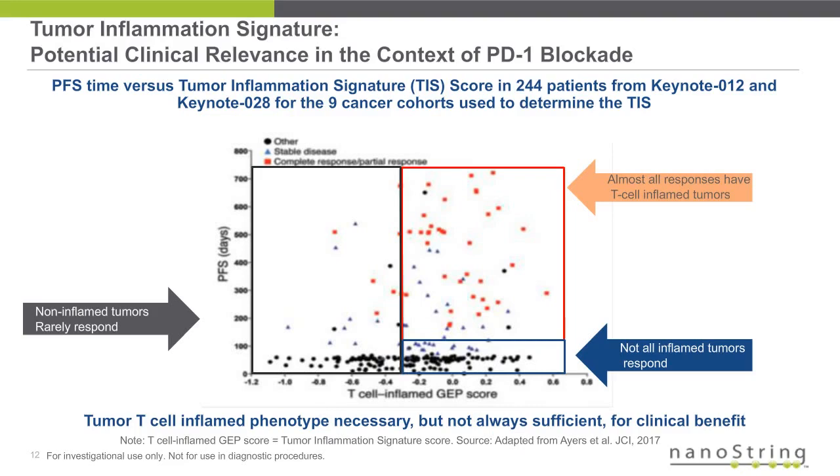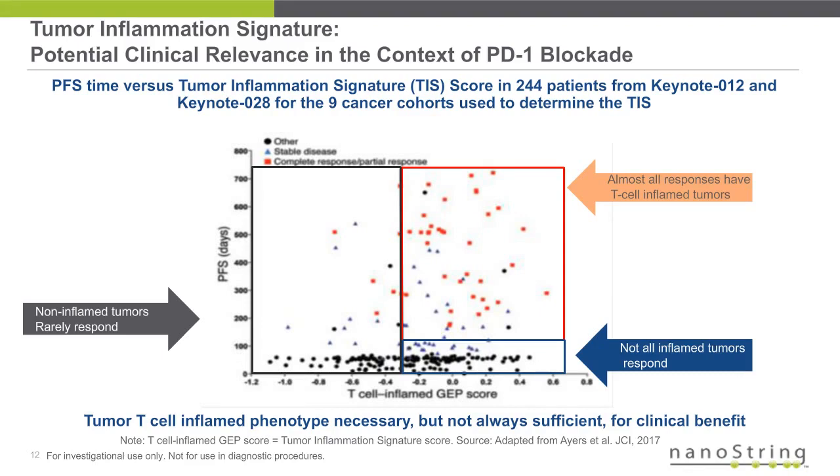So the tumor inflammation signature score is listed across the x-axis here. In this paper it was called the gene expression profile, or GEP. And progression-free survival is indicated on the y-axis. And what you can see is that we've color-coded the patients here based upon their clinical response. Those patients that had very good clinical response based on radiographic signals are indicated in red squares. Those patients that had intermediate responses are in blue triangles, and those patients with poor clinical outcomes are indicated in black circles.